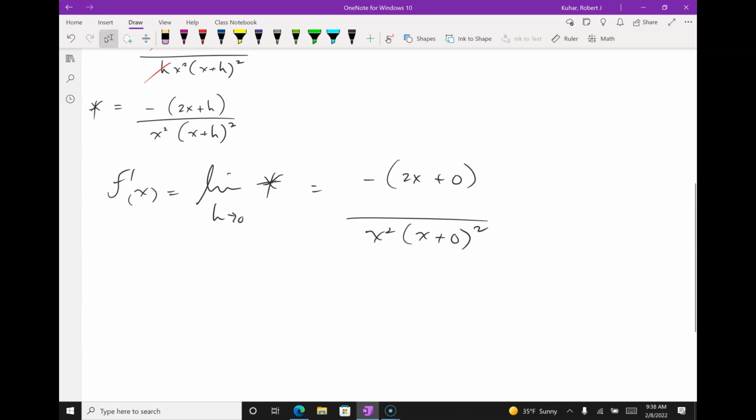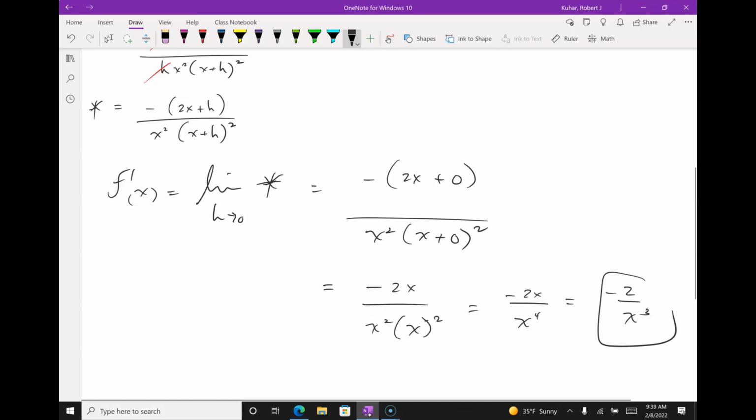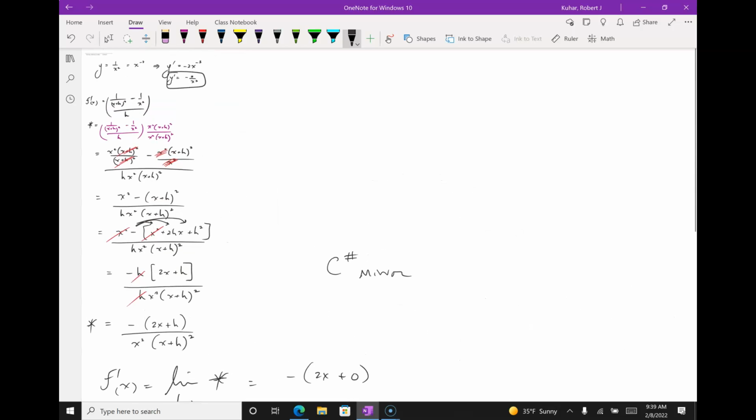So what do I get? Upstairs I get just negative 2x. Downstairs I get x squared times x squared, right? So that's negative 2x over x to the 4th, or negative 2 over x cubed, which is what we got from the shortcut. Because I'm multiplying them, right? x plus 0 is x, squared is x squared, x squared times x squared is x to the 4th. Oh, the shortcut? Yep.